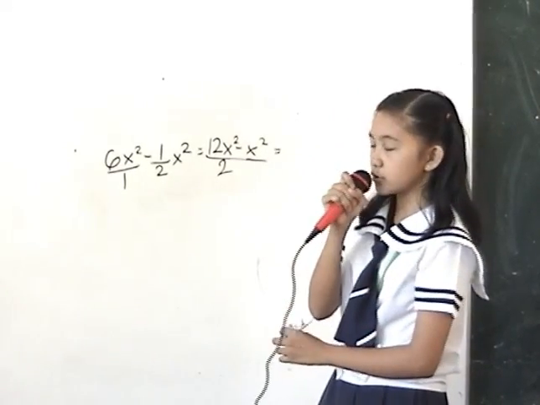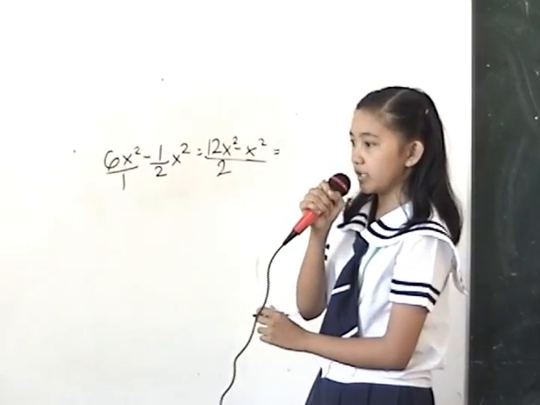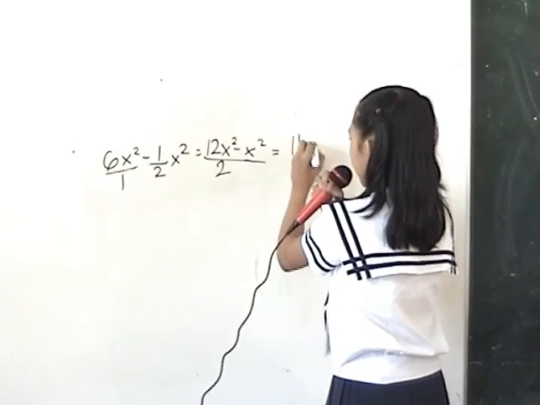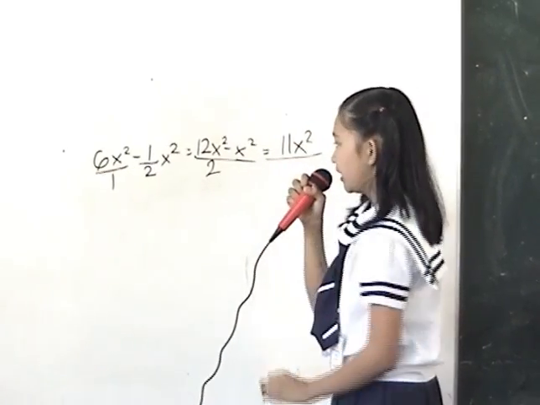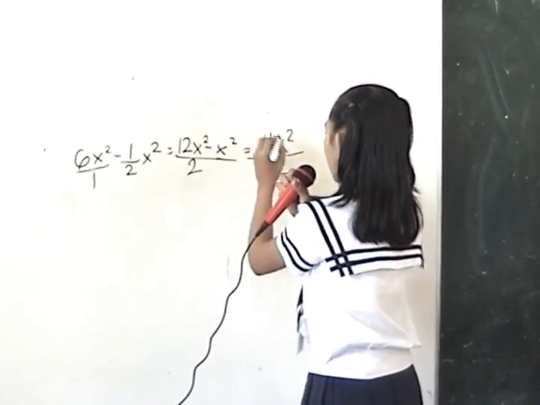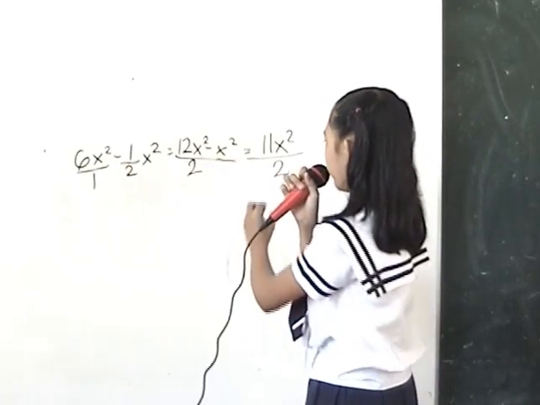And let's proceed to subtraction. 12x squared minus x squared is 11x squared. Then, we just copy the LCD. And the final answer is 11x squared over 2.